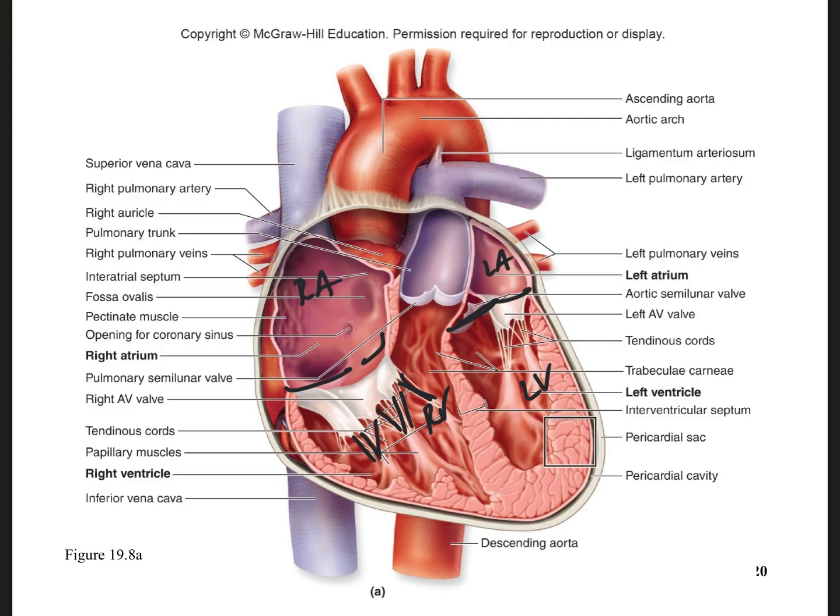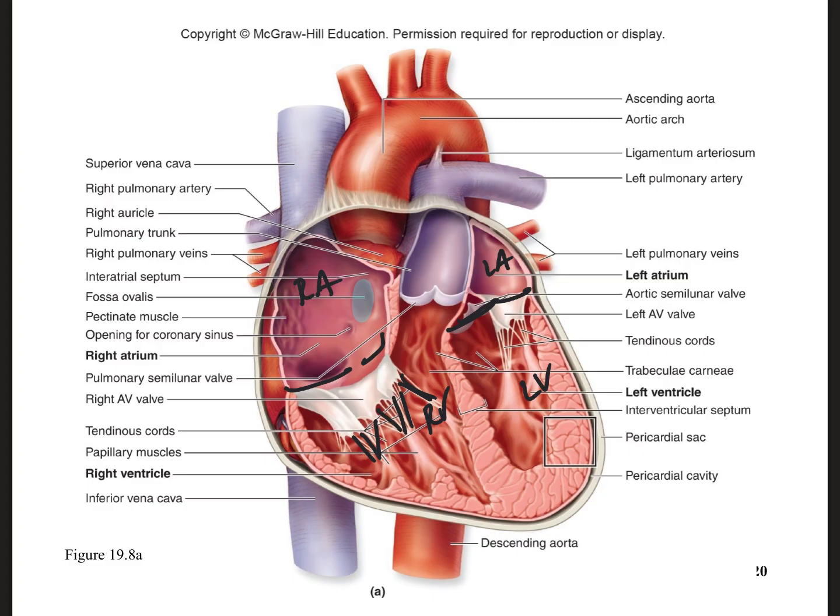Now, in the right atrium, a couple other things. You have this indent right there. You guys can see it in blue. That's called the fossa ovalis. That is a remnant of a hole that closed either just prior to or soon after birth. Okay? It's a remnant of the fetal blood circulation.